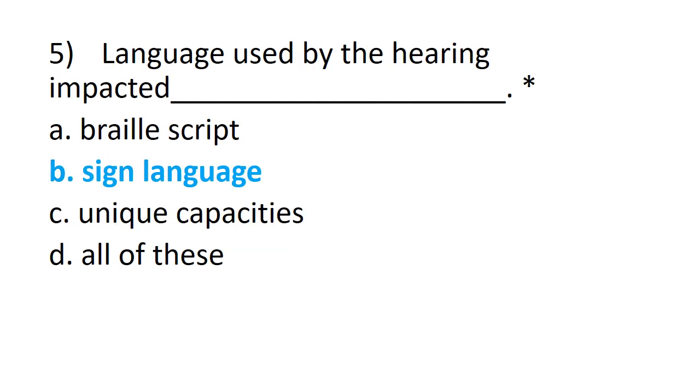The next question we have is, language used by the hearing impacted, right? So hearing impacted are the people who cannot hear properly. And the first option is Braille script. So Braille script is a writing system used by people who are visually impaired. So this cannot be the right answer.